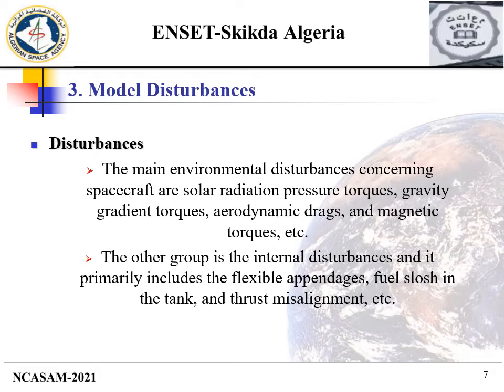Concerning the disturbances acting on the attitude of our satellites, solar radiation is considered an external disturbance, and the main one focused on in this study is the internal disturbance, which includes the flexible appendages and fuel loss in the tank.